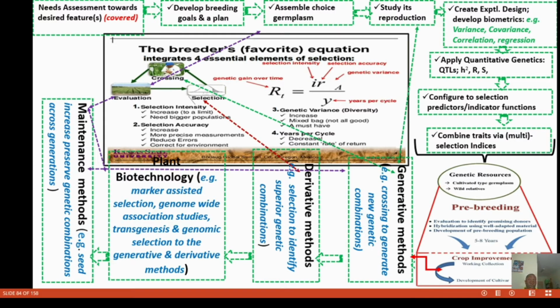I want to get back to this diagram again because it's really about the entire course. As we'll see, the needs assessment towards desired features in a new cultivar is covered. These other ticks also mean that we've covered these lectures up to this point. And this point, as we mentioned and concluded in lesson 8B, is pre-breeding. And again, it's a long trip right from this side coming way down to this part here, and that can take between 5 to 8 years.